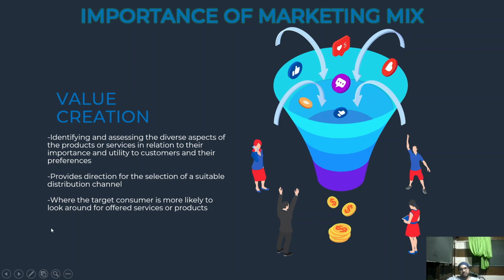Finally, where the target customer is more likely to look around for offered services or products. If I am following a good marketing mix, then I will be able to establish that this is the place where the customer goes to buy my product. So I will be available in that place. If my customer buys online, I will try to establish an online channel. Similarly, if the customer is buying offline, I will try to establish a distribution channel offline. So the importance of marketing mix is also relevant when it comes to value creation for the customer.